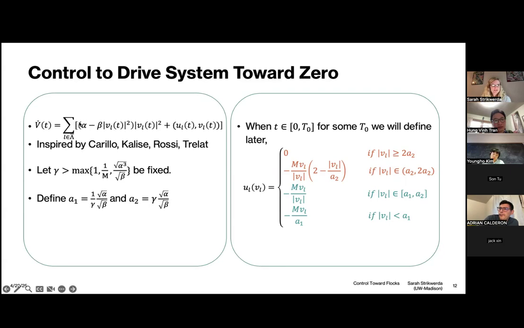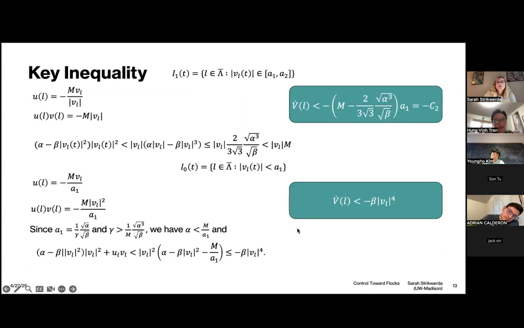And we can see that if we plug in the ULVL in here, then that's going to make this term equal to negative m times the norm of VL. So that is what's going to force this to decrease. And then here we can have negative m V1 over A1. So in order to really show that all of this works, we kind of need this key inequality showing that our v dot is smaller than a constant times VL to some power.